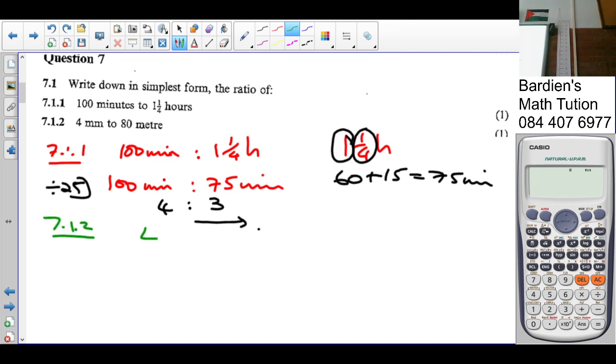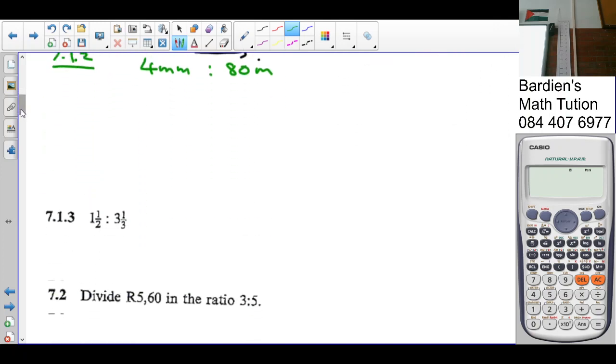It says 4 millimeters is to 80 meters. First, we need to convert it to the same SI unit, which is either both millimeters or both meters. However, we always choose the one that has the smallest SI unit. Like 1 millimeter, is that smaller or 1 meter smaller? 1 millimeter. So you convert it to millimeters.